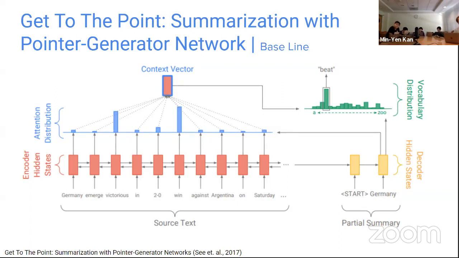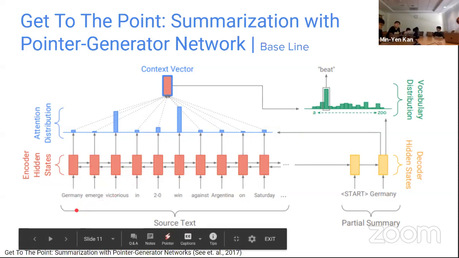So I think it's 2017. This is one of the state-of-the-art models that was introduced 2 years ago. It's called pointer generator networks, and the idea is mostly based on attention. It goes like this. You have here in the red part an encoder that encodes your source text, and also you have a decoder that decodes the summary part.